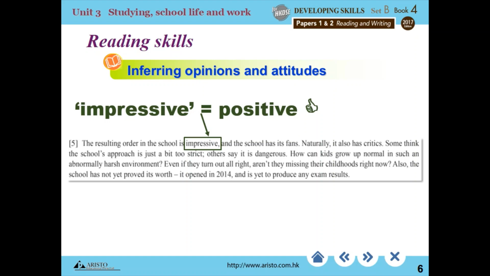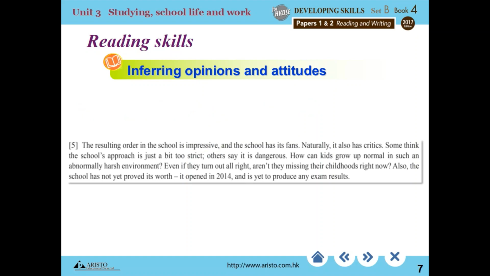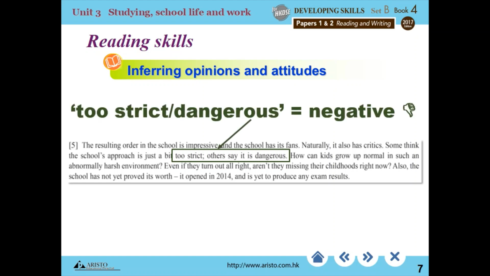A different type of opinion is also expressed in this paragraph: too strict and dangerous. Now, dangerous is mostly used as a negative description, but strict can actually be neutral. However, when you add too to something, it usually means it is imbalanced and not good. So here, too strict and dangerous would show a negative opinion on the subject.